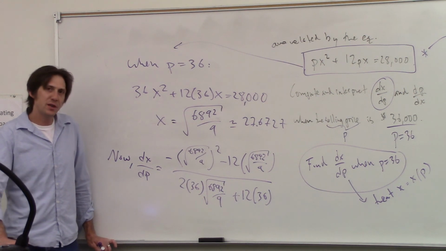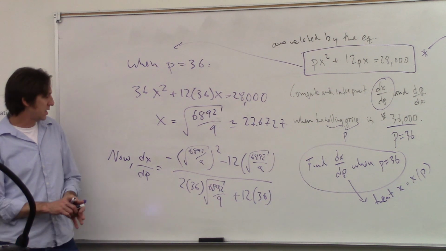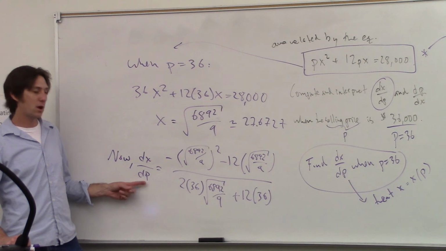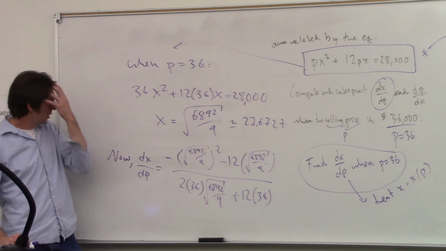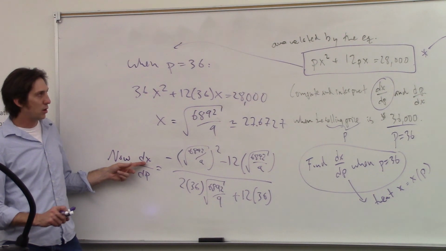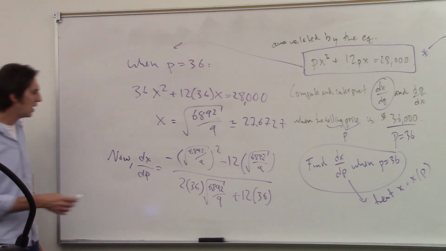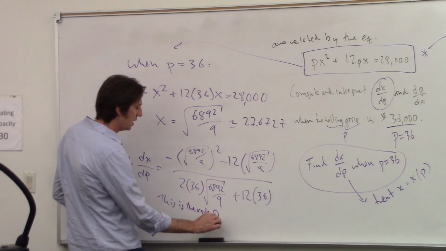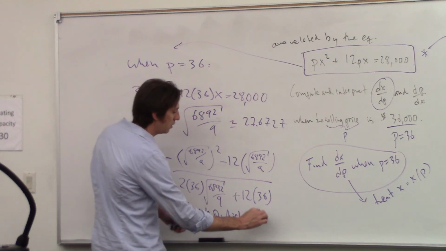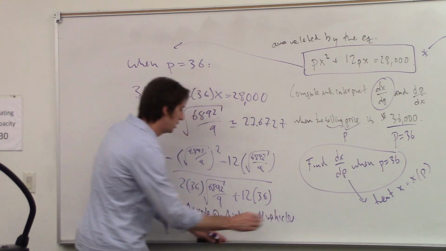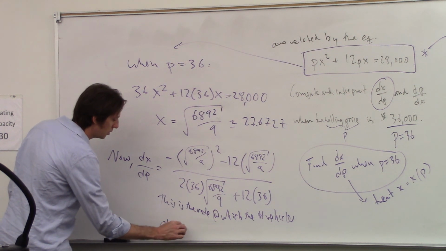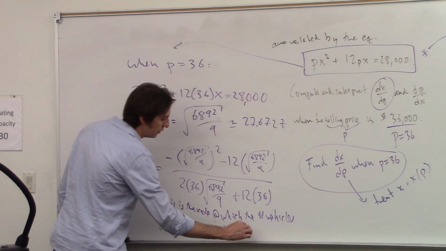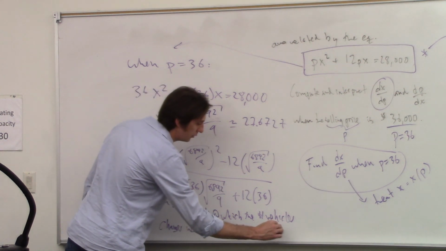And then for the interpretation, what will that be? That's the rate at which x is changing with respect to p at the moment when the selling price, when the p is 36,000. So, what's x? X is the number of vehicles. And so this is the rate at which the number of vehicles changes with respect to price when the selling price is 36,000.